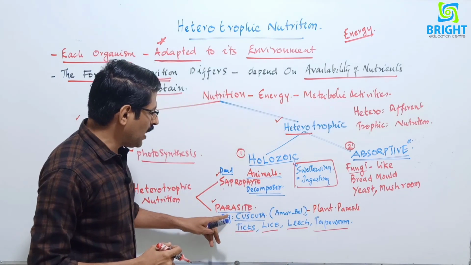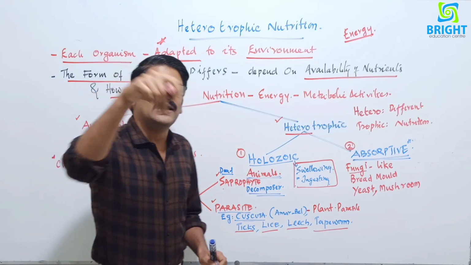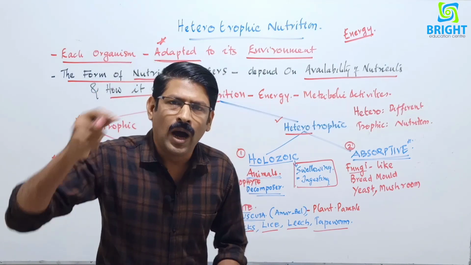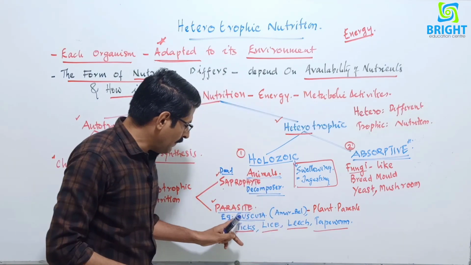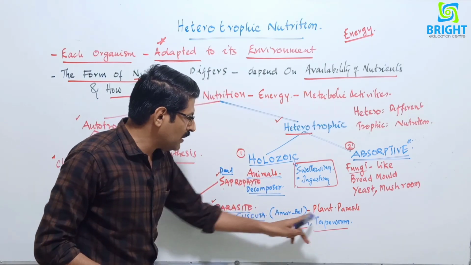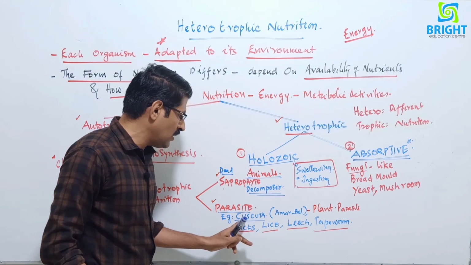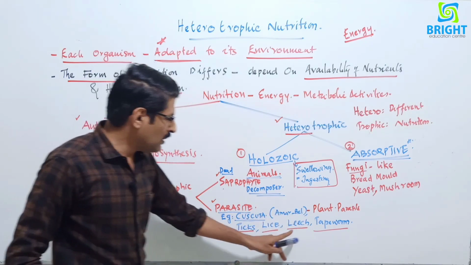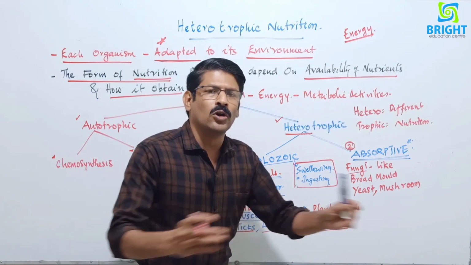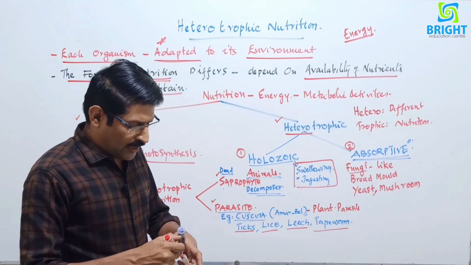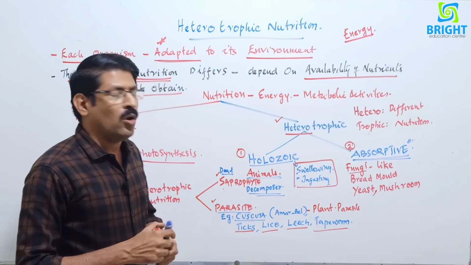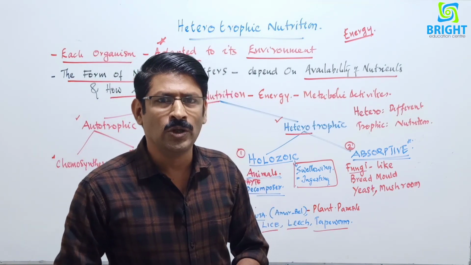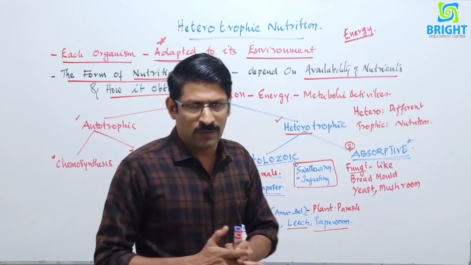And parasitic organisms live on a living organism and absorb the nutrients from the living organism, and they are called parasites. And the plant parasite, as given in NCERT, is Cuscuta or Amar bel. Ticks, lice, leech, tapeworm, etc. A lot of parasitic organisms are there, and they cause diseases also in the organism. This is the first part, and next we can move into nutrition in animals.